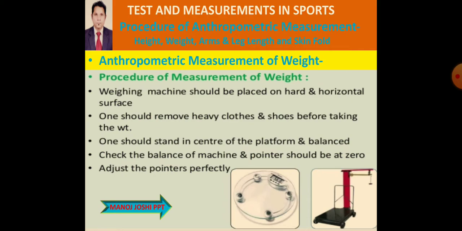Check the balance of the machine, and the pointer should be at 0 before we stand over the weighing machine. Adjust the pointer perfectly if the pointer is not at 0. Various types of weighing machines are there, in which we can adjust the pointer first. Very little clothing should be on our body.